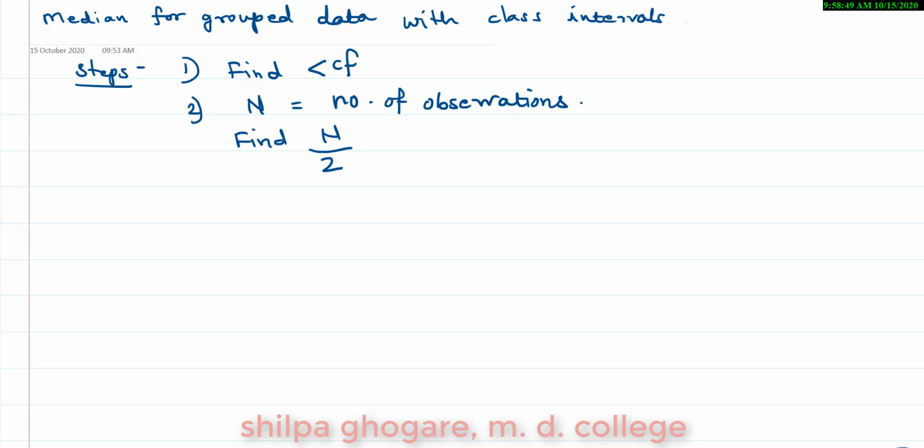Now, using the value of N by 2, locate the median class. That is the next step. How to locate the median class will be explained in the demonstration. Now, for that median class, suppose L1 and L2 are the limits of that median class. L1 is the lower limit and L2 is the upper limit. So suppose that the median class is L1 to L2.